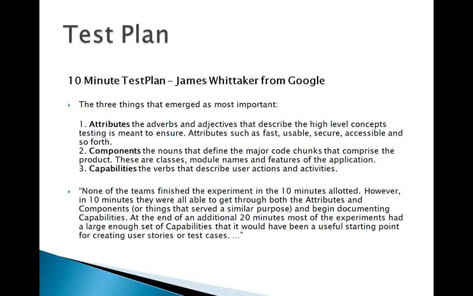High level concepts testing is meant to ensure. And these attributes are, for example, fast, that is related to performance, or usability, usable, security, how secure, accessible, and so forth. And the components are actually the nouns, the names that define these major code chunks related to the above adjectives. And these code chunks comprise the overall product. So these are the classes, the module names, or the features of the application. And finally, the third one that emerged out was the capabilities, the verbs that describe user actions and activities.